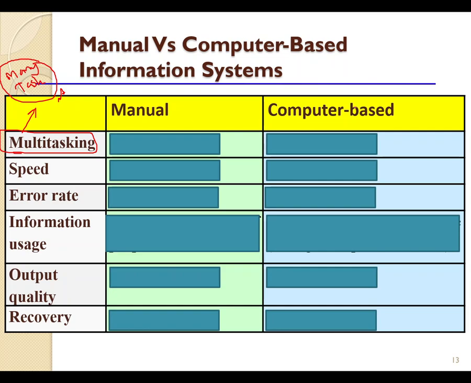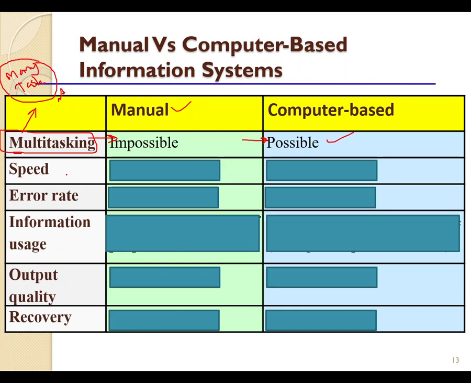So in manual, that means humans, papers, pens are involved. What about doing multiple tasks? When I'm collecting data from the shop, can I do some other work, like marking a paper? No, never. But in computer-based systems, we know that multitasking is readily available. While you are downloading something on the computer, you can listen to a song. You can even write a document. So multitasking is impossible in manual, possible in computer-based.